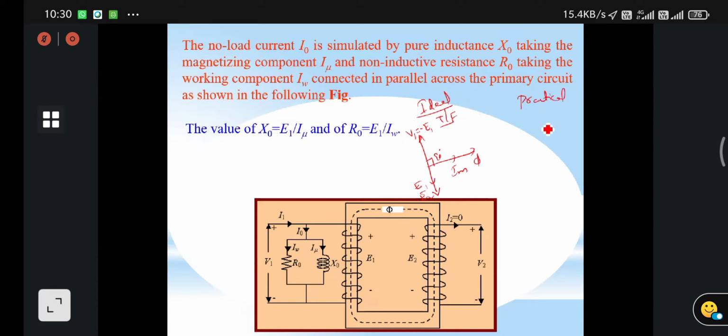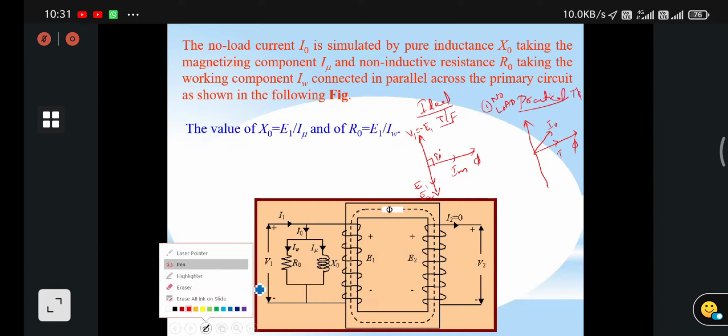So coming to the practical transformer phasor diagram. In the practical transformer we have two conditions: no load condition and load condition. But first of all, the first condition, no load. So the no load phasor diagram will be the same thing. First we take the flux as a reference, and with respect to flux, if you connect no load, we have the no load component of current, that is I naught.